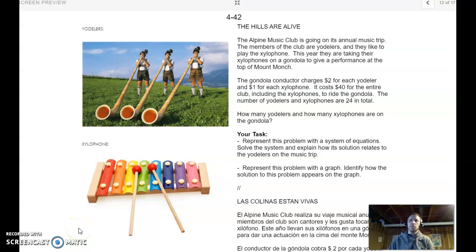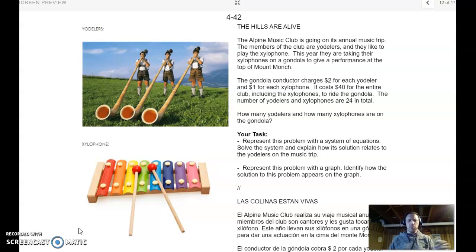Hey there, this is part 2 on Wednesday the 27th. We're looking at slide 12, and we'll look at slides 12, 13, 14, and 15 in this video. We're looking at this problem from our textbook in section 4.2.2. It's talking about yodelers and xylophones, and we're trying to get them onto a gondola.